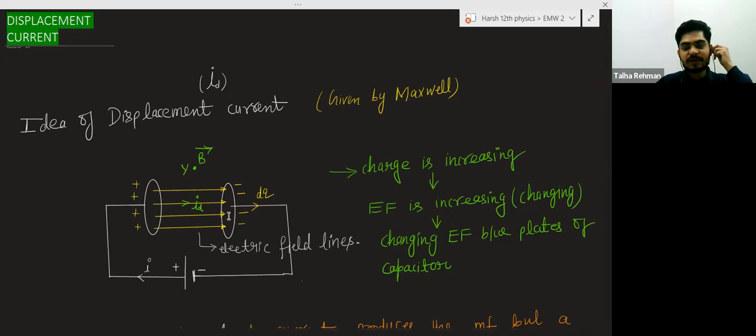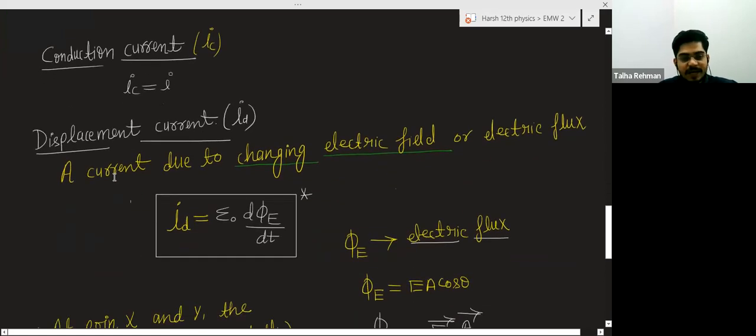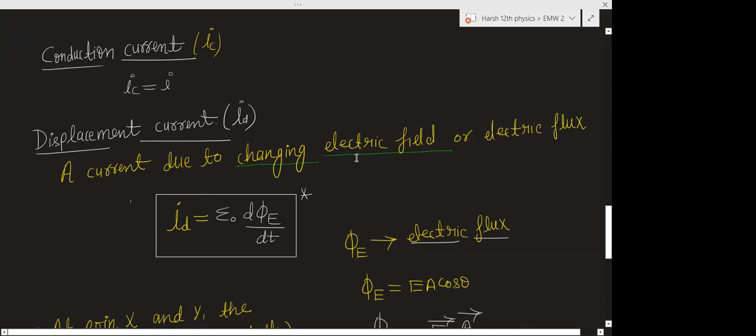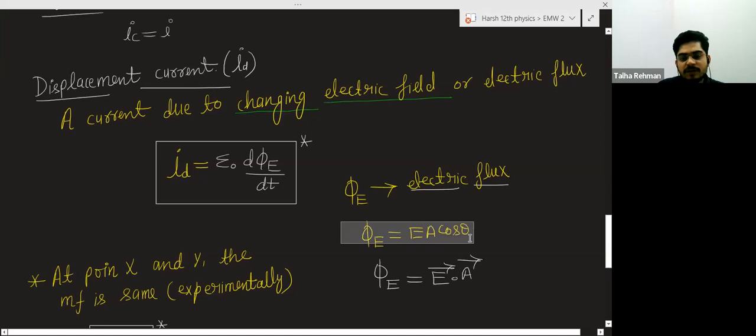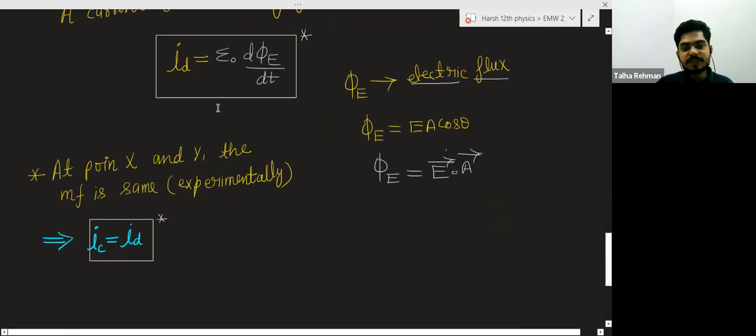Instead of electric field, we will use electric flux to define the displacement current: a current due to changing electric flux. Electric flux is given by EA cos theta. The formula given by Maxwell is I_d equals epsilon naught d phi E by dt, where d phi E by dt means change in the electric flux, and epsilon naught is the absolute permittivity of free space. This is the formula for the displacement current.